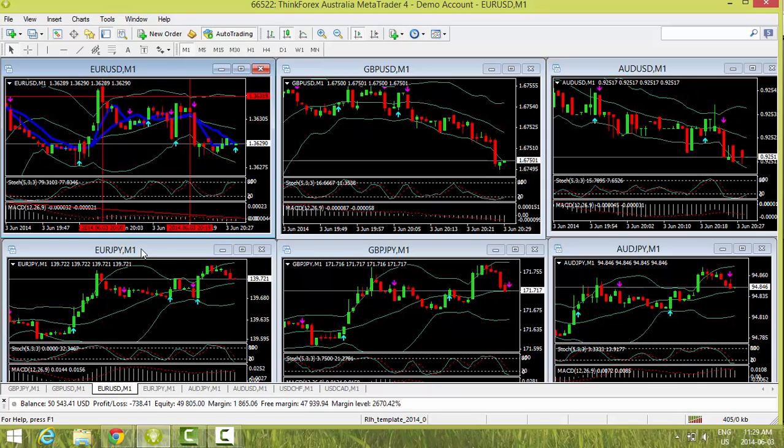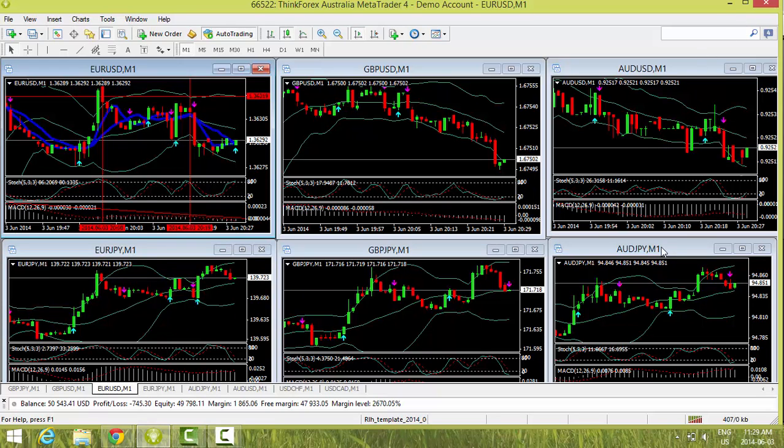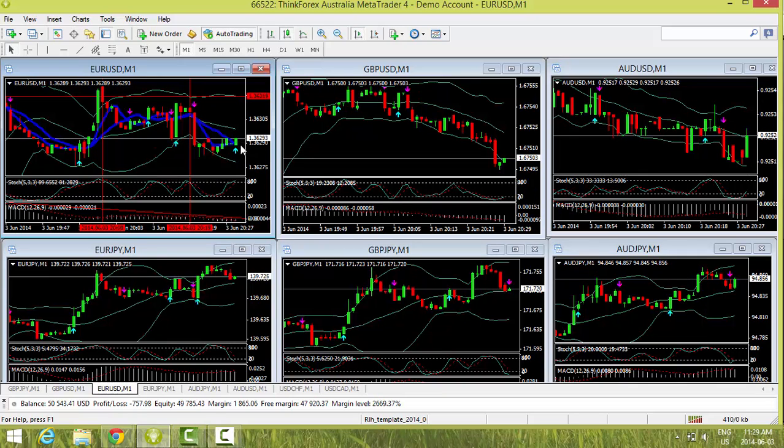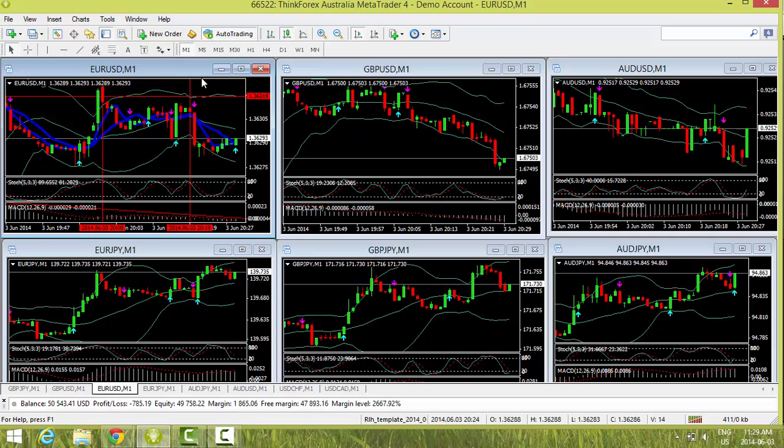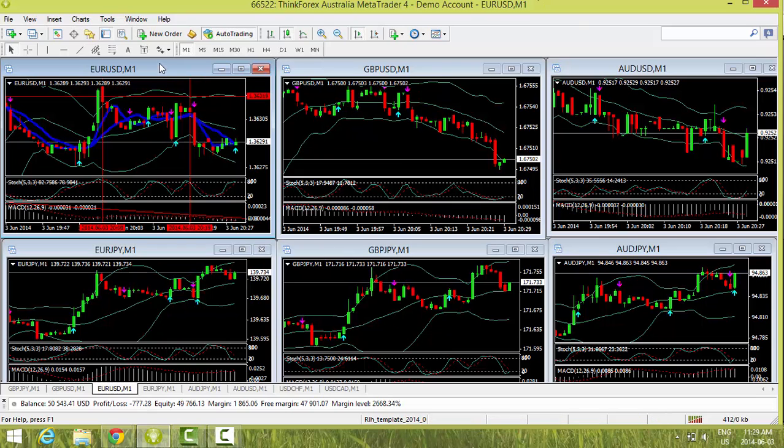So there's a Euro-Yen, again with M1 charts, British Pound, US Dollar, British Pound, Japanese Yen, Australian Dollar, US Dollar, Australian Dollar, Japanese Yen. There's a reason why we pick these currency pairs. These are the most popular traded currency pairs in the Forex, and they have high volume and high liquidity and tend to have really good pure chart patterns.